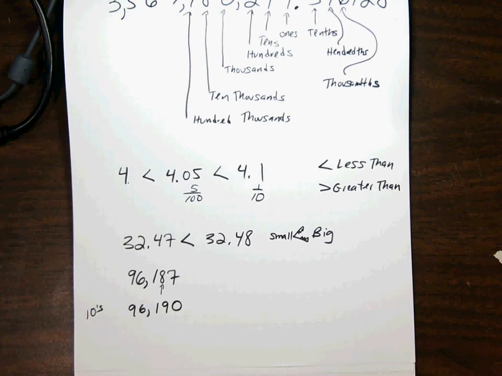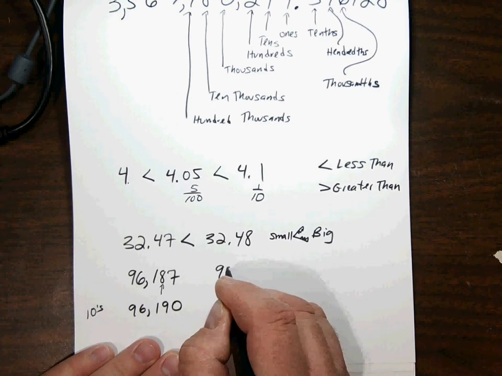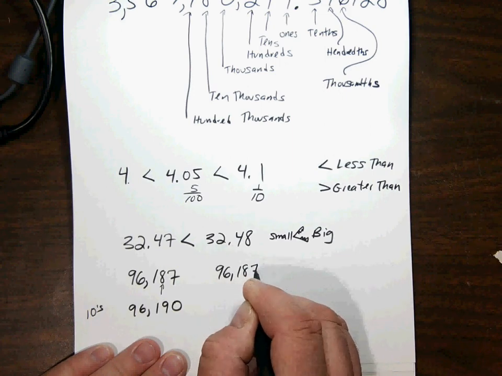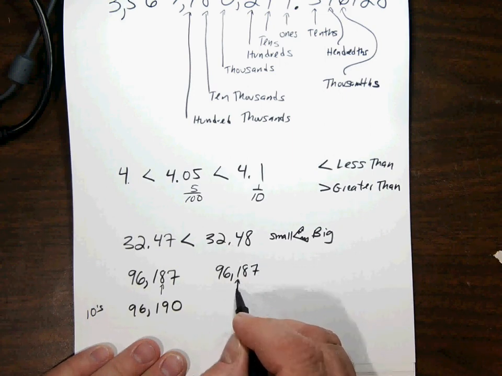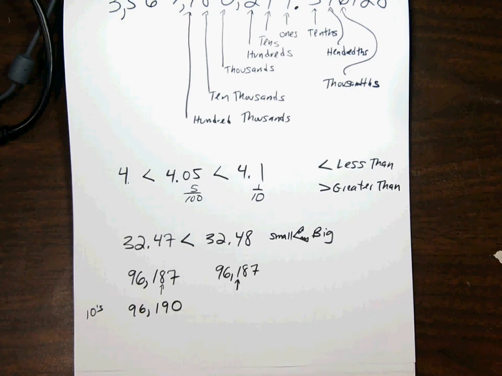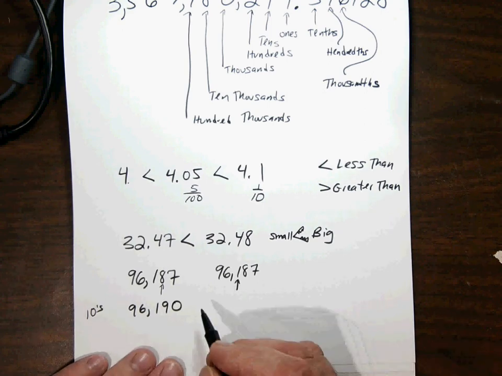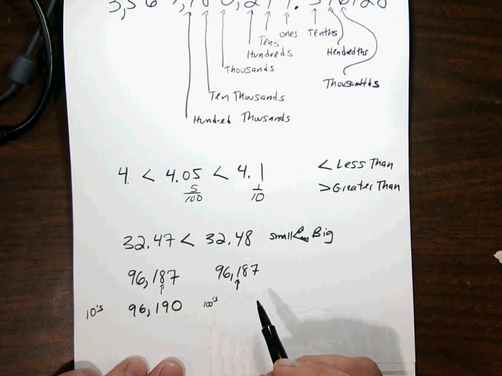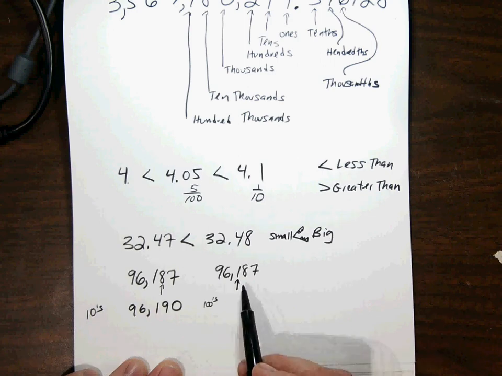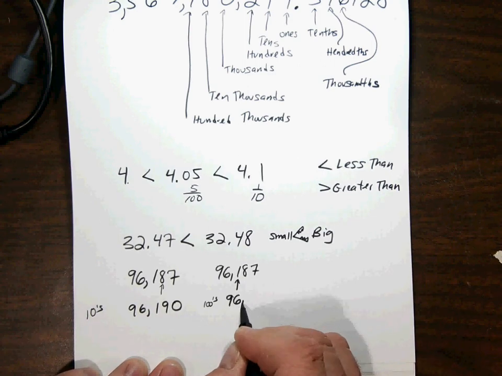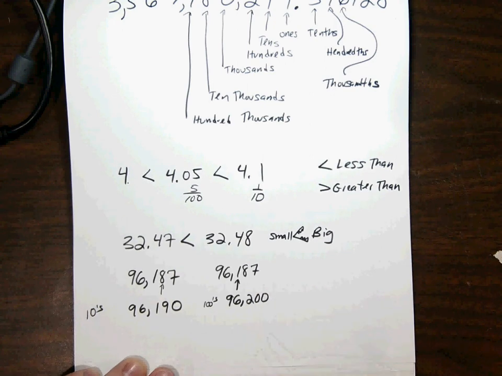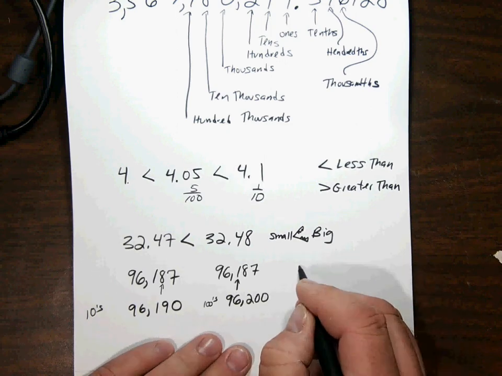Let's take that same number and round it to the nearest hundreds. Now I'm looking at this position here. It's either going to be 96,100 or it's going to be 96,200. I'm rounding to the hundreds position. Well, I look to the right. This number is bigger than 5, so I'm going to bump that up to a 2, so it'll be 96,200.